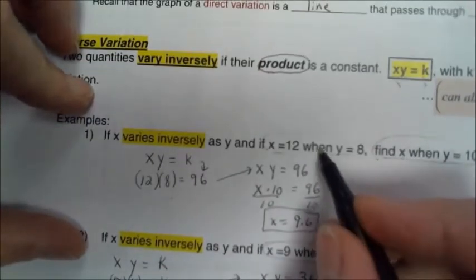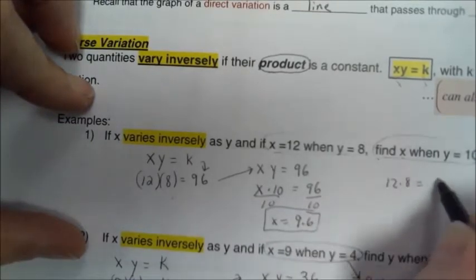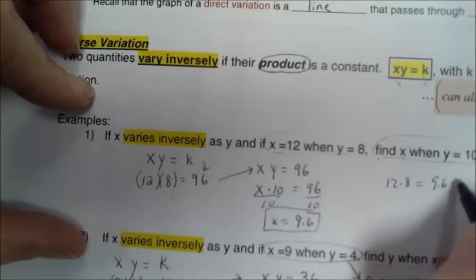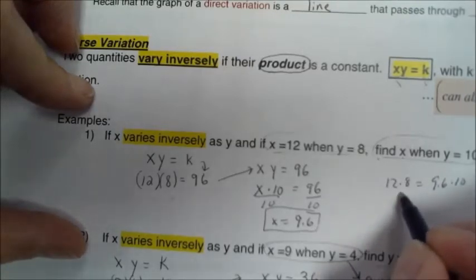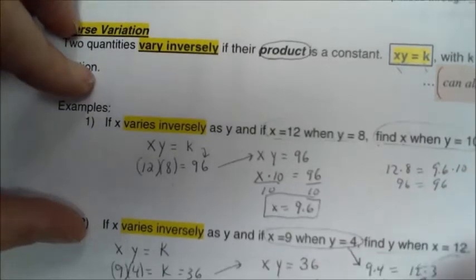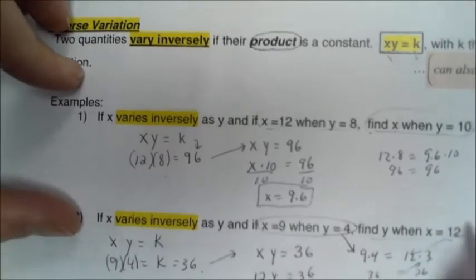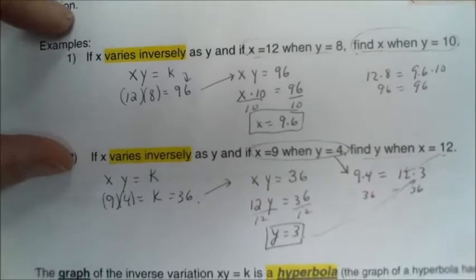And up here, 12 times 8 is equal to, find x, 9.6 times 10. And if you wanted to check it, you could. 12 times 8 is 96. 9.6 times 10 is 96. And this is 36, and this is 36. So you'll always get the k value when you multiply x and y.